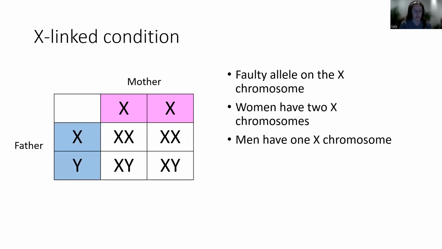An X-linked condition is where the allele that carries the disease is carried on the X chromosome. Because women have two X chromosomes, they tend to be less affected by this, or they have a milder form of the disease. However, because men only have one X chromosome, if they inherit a diseased X chromosome, there is very little they can do, and they tend to have the disease.